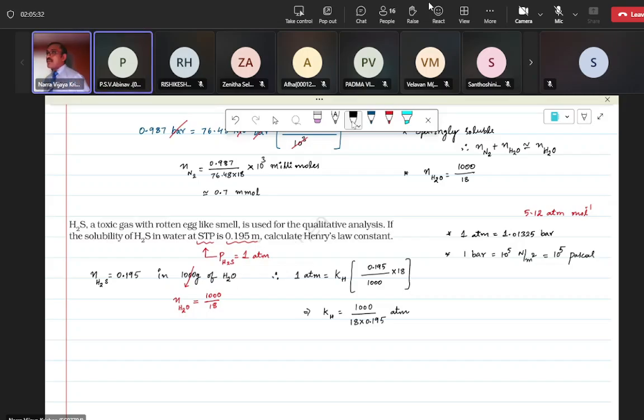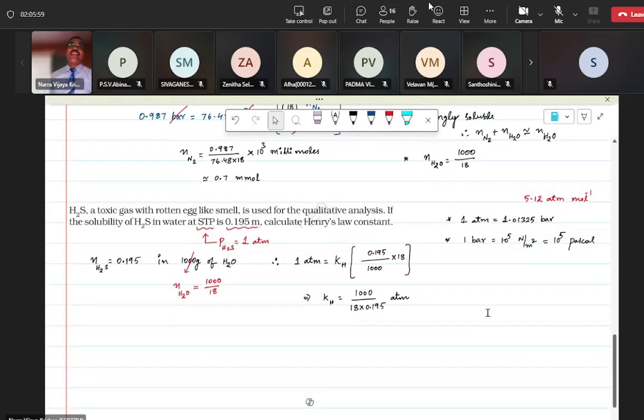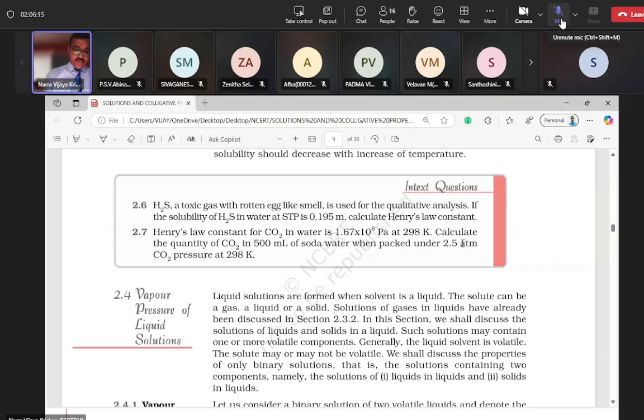I am getting 200-something, maybe 260, close to 270. 277-something atmosphere. Check the answer. I am getting 285. The given answer is 282. Check the answer.